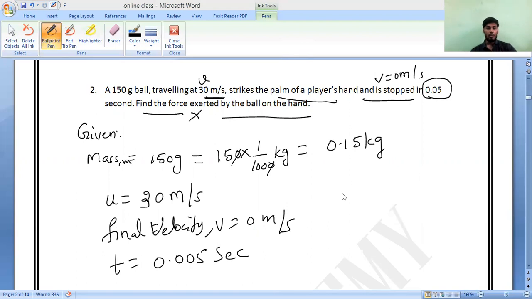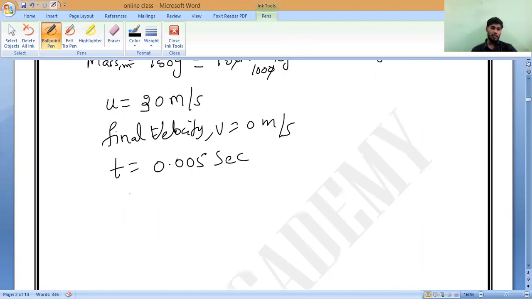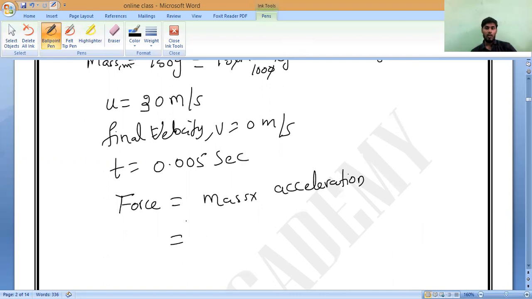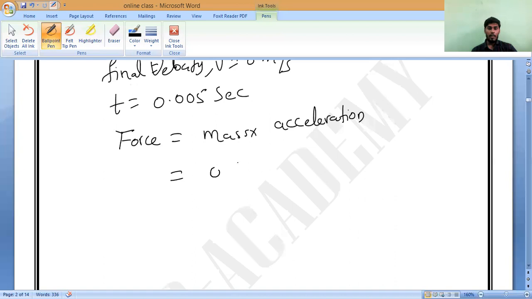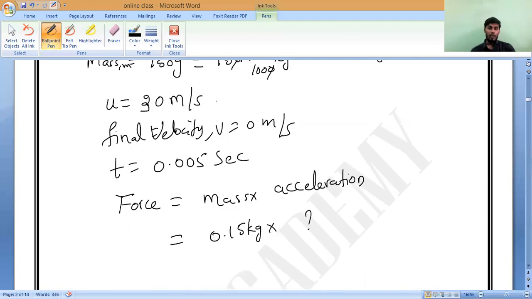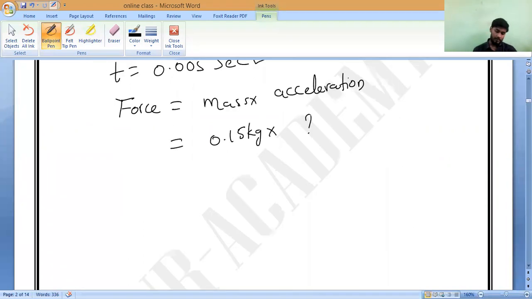Now, how we need to do? If you want to calculate force, what is the formula? Force equals mass into acceleration. Mass they have already given. Mass equals 0.15 kilogram. But acceleration we don't know. So how to calculate acceleration? We know acceleration equals V minus U by T. Final velocity we know, and we know time.